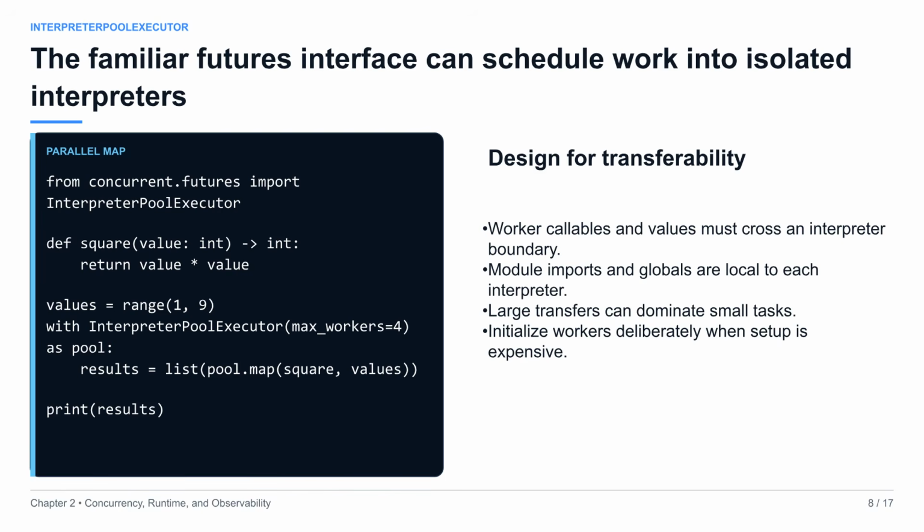InterpreterPoolExecutor extends the concurrent futures model with interpreter isolation. It is attractive for central processing unit-bound functions that accept and return transferable values. The example is intentionally simple. A top-level function maps cleanly across workers. Real applications must account for per-interpreter imports, initialization, serialization cost, and extension compatibility. Objects are not ordinary shared references, so code that relies on module-level caches or open client instances needs a worker setup strategy. Compare this executor with ProcessPoolExecutor using the actual payload size and task duration. Lower isolation overhead does not guarantee a win for every workload.